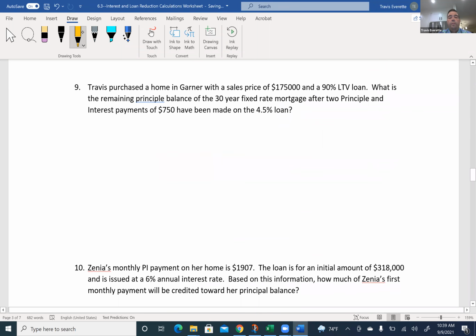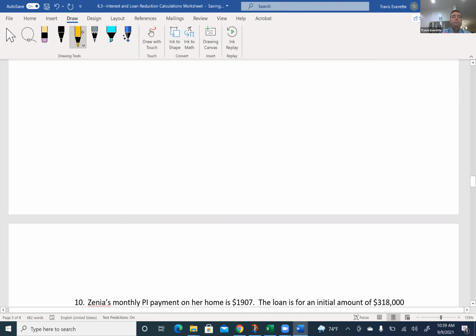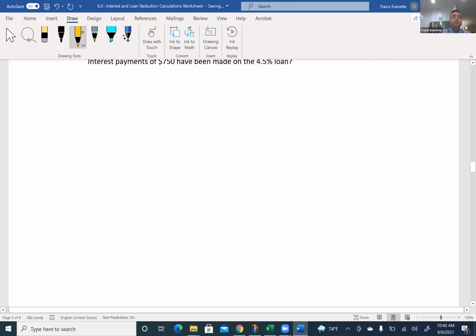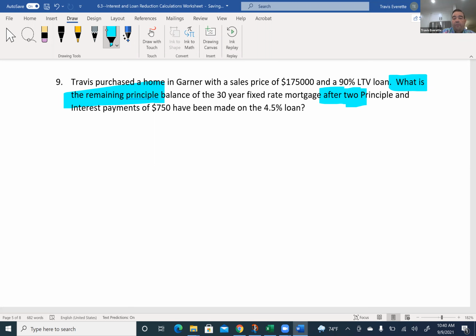All right. Number 9 is basically the same question, except number 9 says Travis purchased a home with a sales price of $175,000 and the 90% loan-to-value loan. What is the remaining principal balance of the 30-year fixed rate mortgage after 2 principal and interest payments? So what is the remaining balance after 2 payments have been made on the loan?